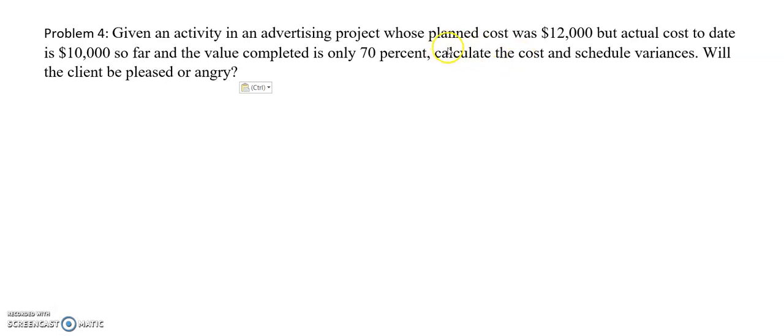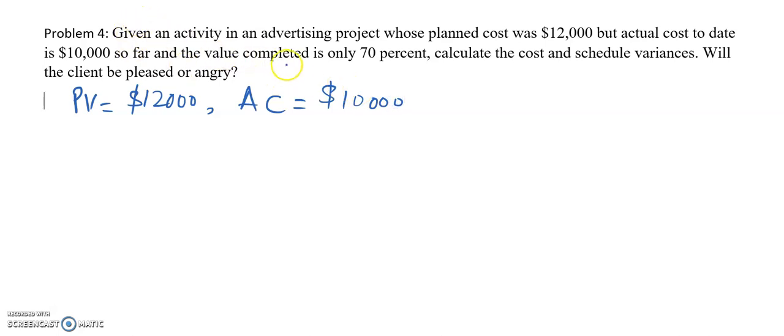Planned cost $12,000. So in earned value management terms, planned cost is represented by PV. It is $12,000. And the actual cost to date is $10,000. And so far the value completed is only 70%. So this is actually called the percent complete.